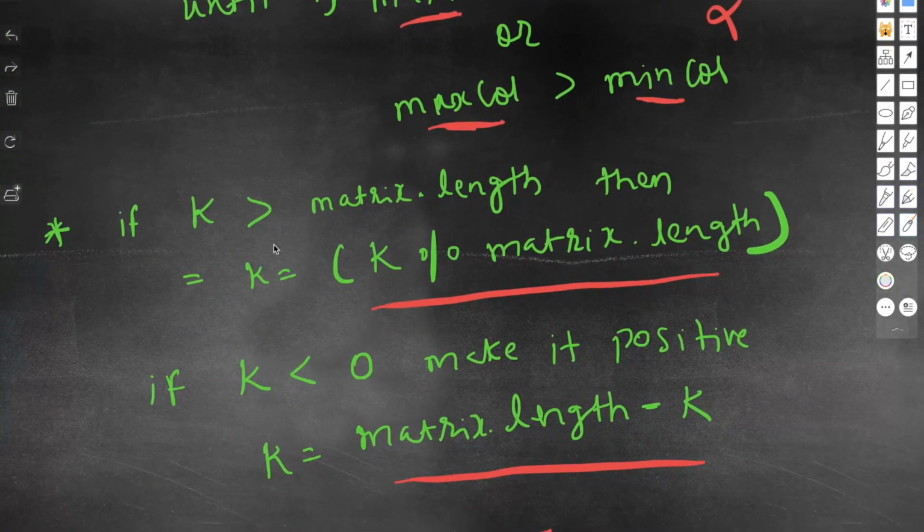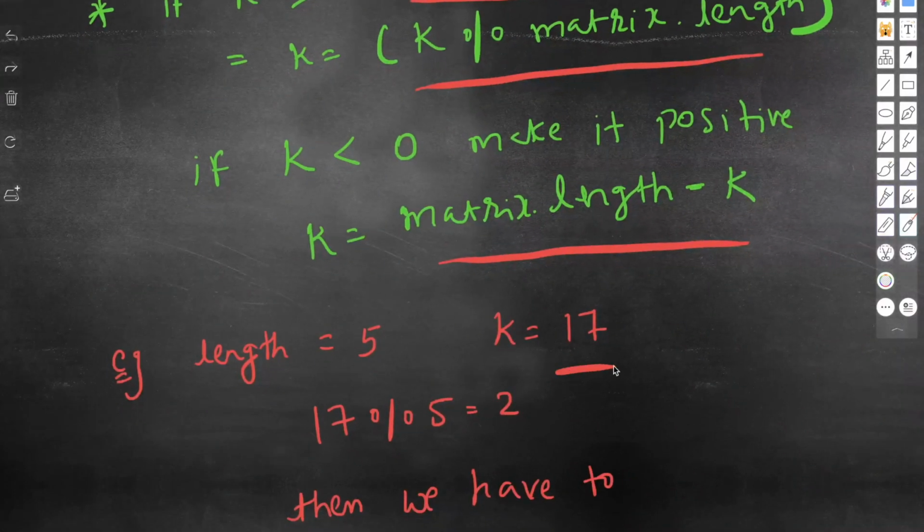Next thing is we have to take care of k. If k is greater than matrix dot length, suppose k is given as 17, then you don't have to rotate 17 times. Just take a modulo of 5 and it will give some value. Till that value you have to rotate.